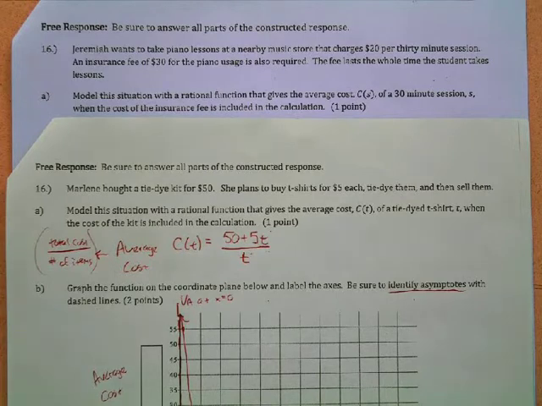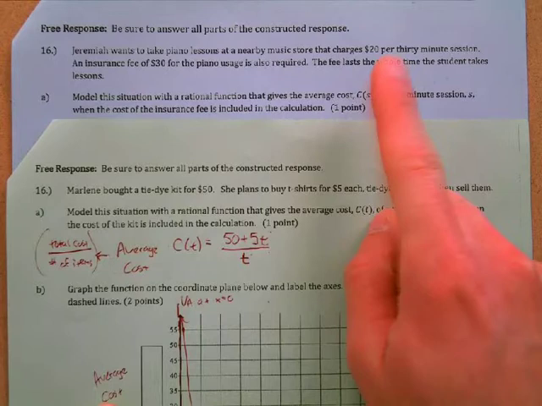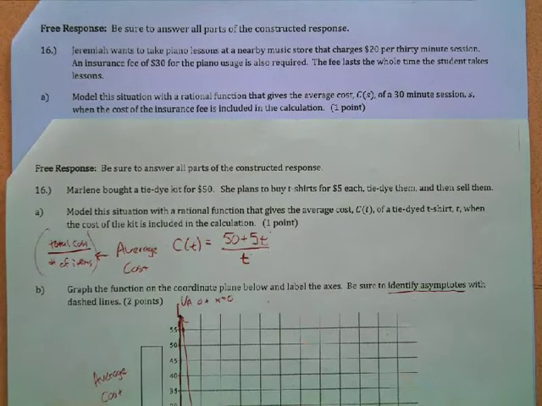Okay, you're going to make C of S instead of C of T, but you're still doing an average cost. So go ahead and just take a little bit here.